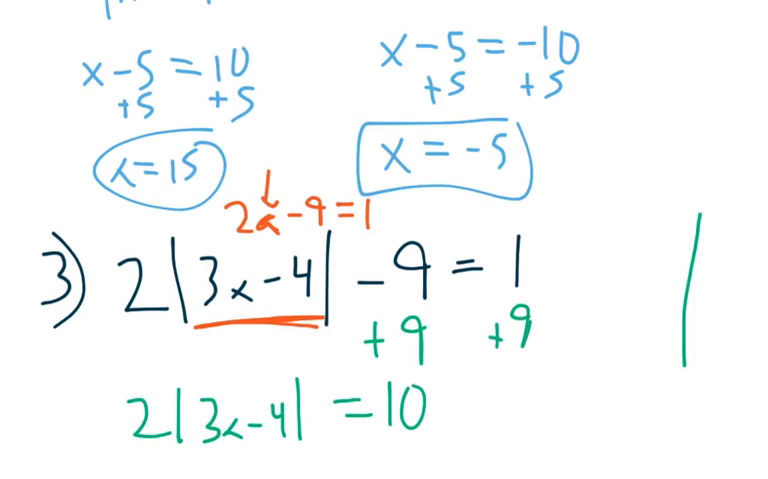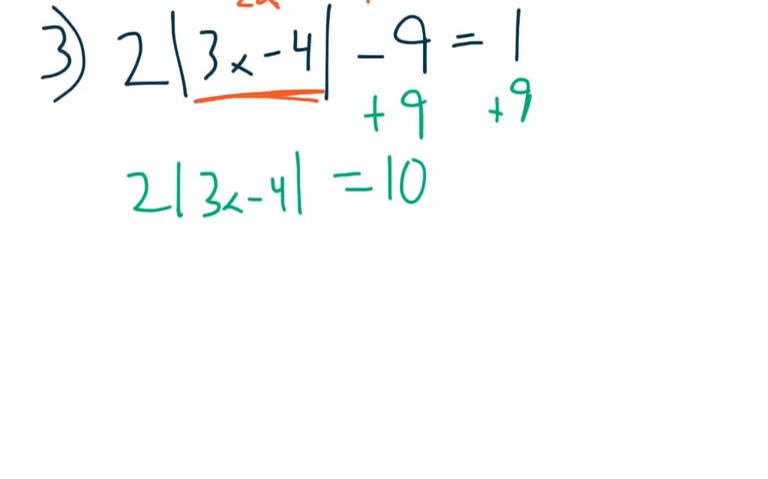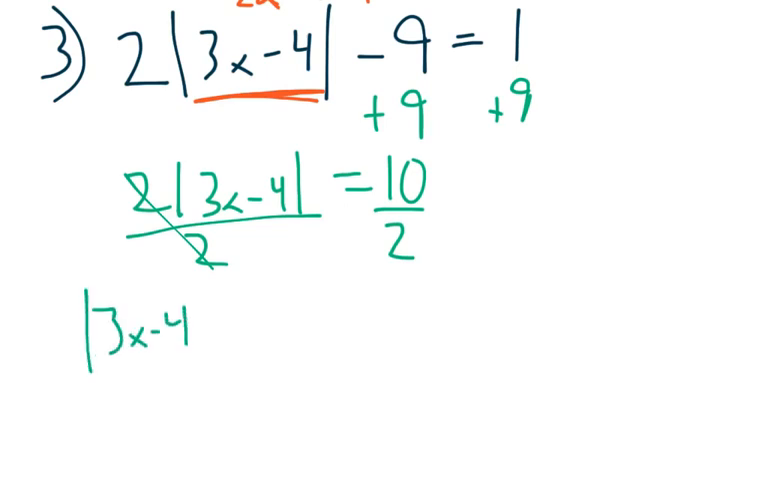Oops. Let me erase that. Now divide both sides by 2. And here's where we have to avoid a mistake. Don't distribute into an absolute value bar. That absolute value bar, that's a barrier. That prevents anything from happening inside of it. So you truly need to isolate it. And you need to divide both sides by 2. And so now we have the absolute value of 3x minus 4 is equal to 5.